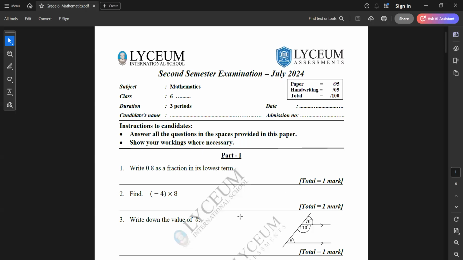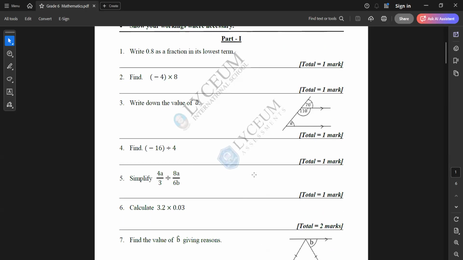Recording in progress. Hi, we are going to discuss the Lyceum past paper, grade 6, second semester examination, July 2024, last year's paper. Let's go for part 1.